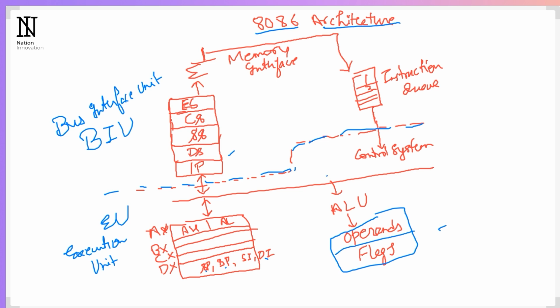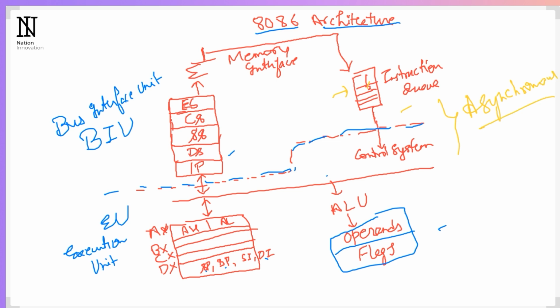So overall, this BIU performs the bus operations, that is instruction fetching, reading and writing operands for memory, and calculating the addresses of memory operands. Basically, the instruction bytes are transferred to the instruction queue, and the execution unit executes instructions from the instruction byte queue. And the important thing is that both these units operate in an asynchronous manner.